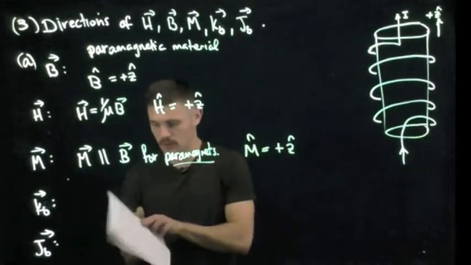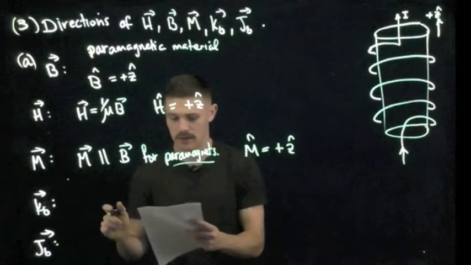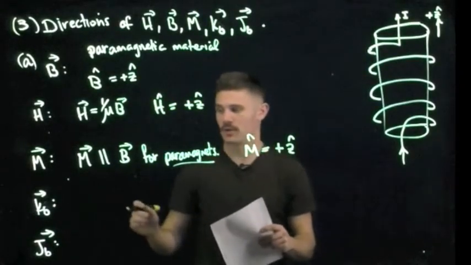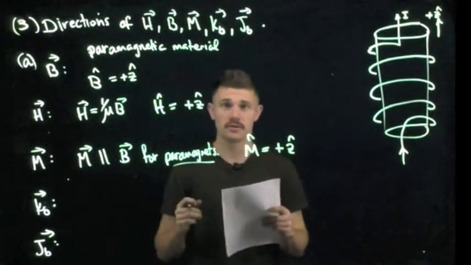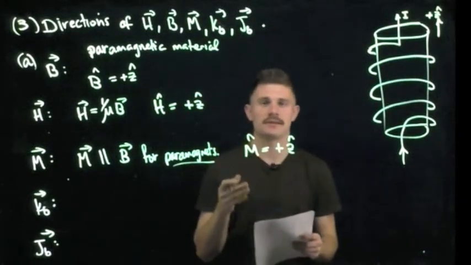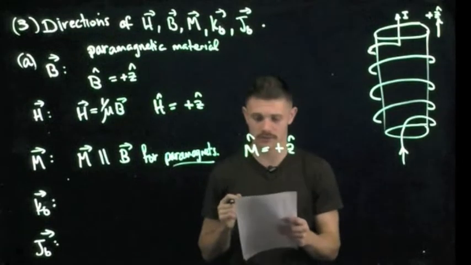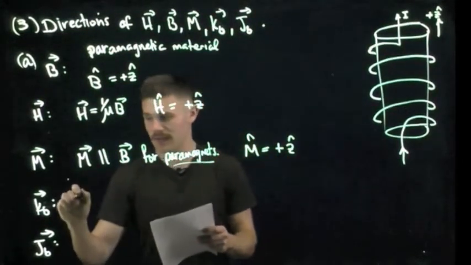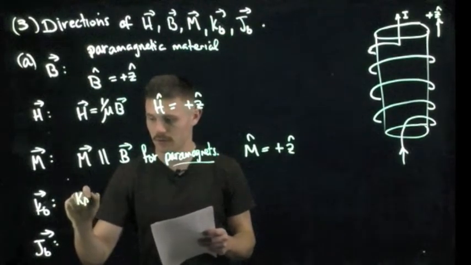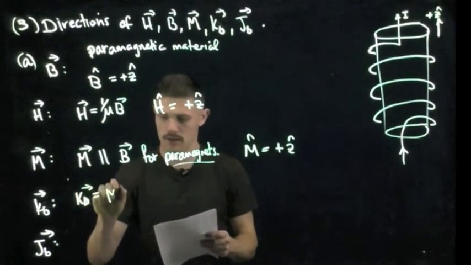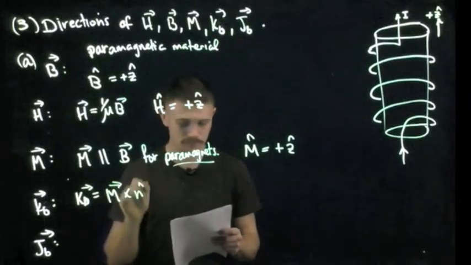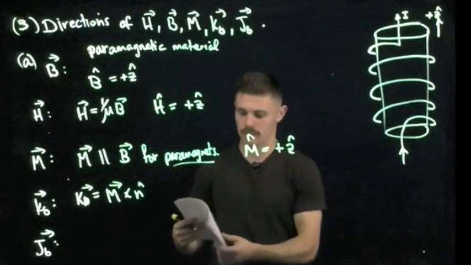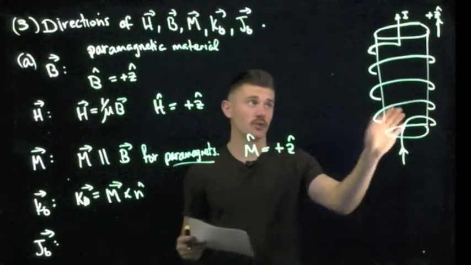Our bound surface current, K_b, has an enhanced field because it's paramagnetic. That's one of the definitions of a paramagnetic material: we have an enhanced field because the magnetization points with the magnetic field B. And we have that K_b is given by the formula from our textbook, M cross n-hat. In this case, n-hat will be moving out radially if we're looking away from the solenoid.